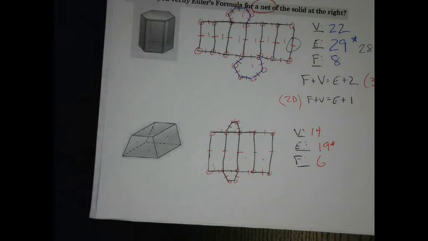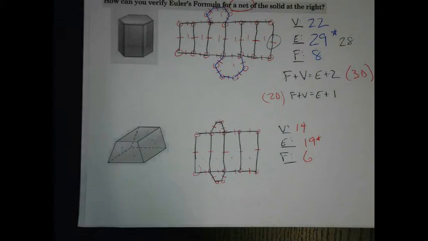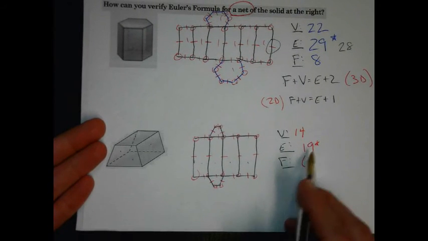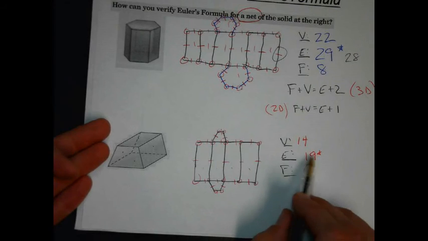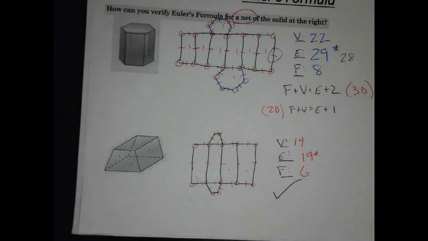So is this Euler's formula at work? Absolutely. 14 and 6 is 20. 19 plus 1, right, is 20 as well, because we're working in 2 dimensions. Or if we take into account the overlap, right, everything completely works out. So this completely checks. We just have to remember about the overlap.